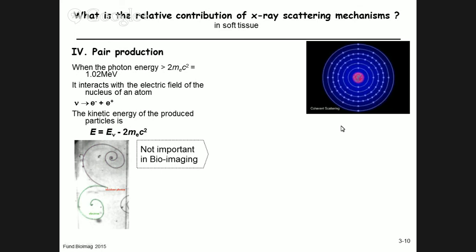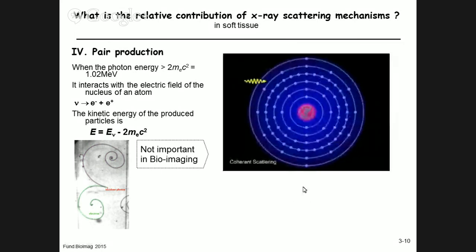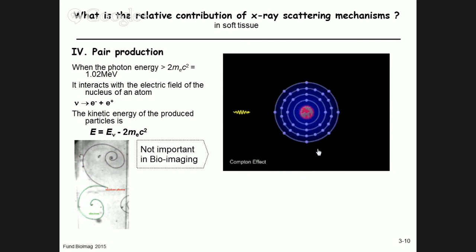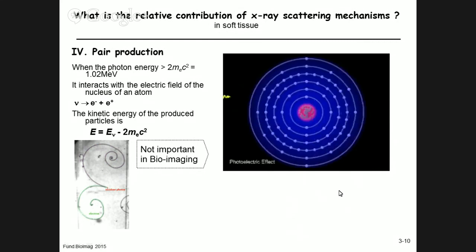So to come to the summary of the effects, this is coherent scattering, so that's Rayleigh scattering. Light does not change the wavelength, it's just deviated. We have the Compton effect, interaction with an outer shell electron, it changes the wavelength, and it produces an unbound electron, or is ionizing. The photoelectric effect is absorption of the X-ray, and the electron is ejected from the inner shell. And pair production, here at some point, we get a positron and an electron.